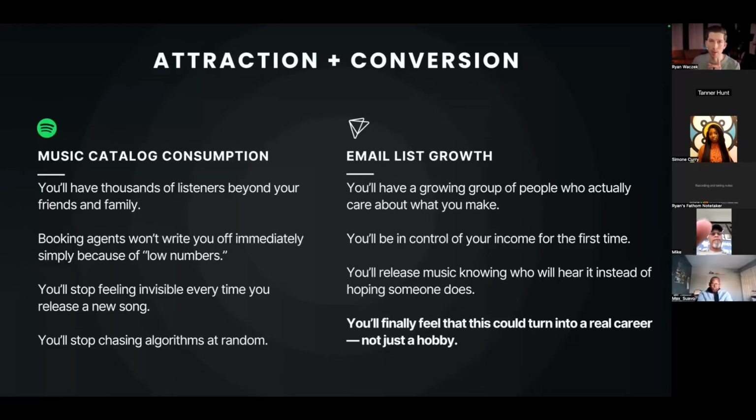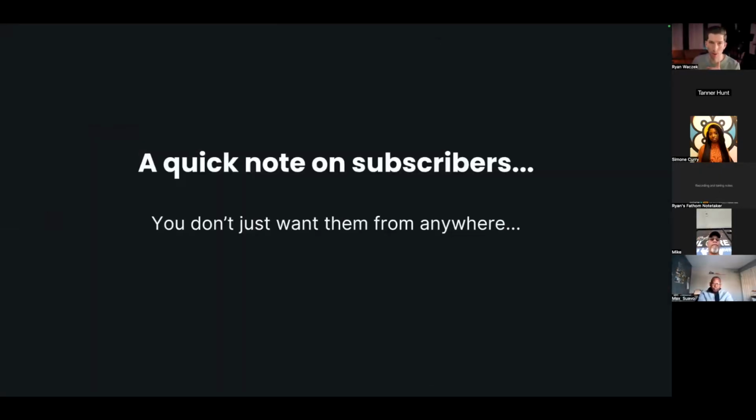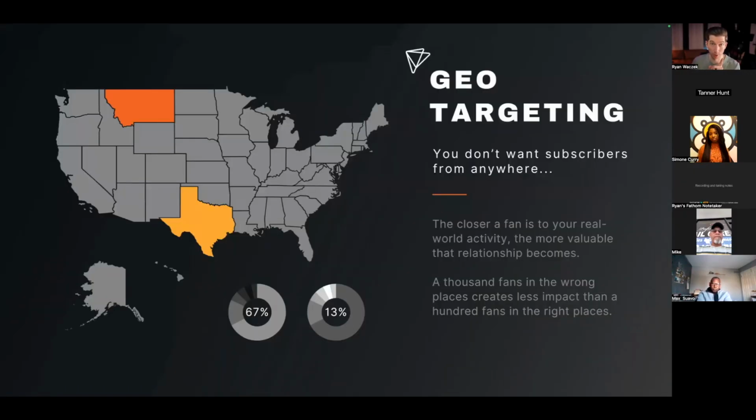And here's a quick note about subscribers. You don't want them just from anywhere. There's something called geo targeting, and you can do this using tools like Meta Business Manager. Because the closer the fan is to your real world activity, for example, if you're in Texas and you're performing in Texas, your fans in Texas are more valuable.